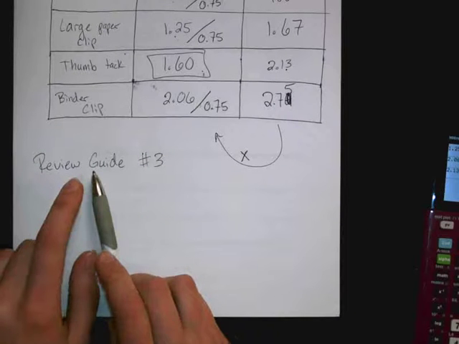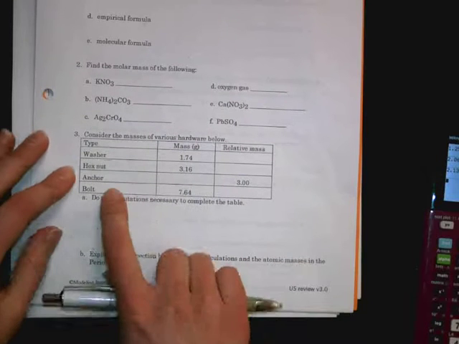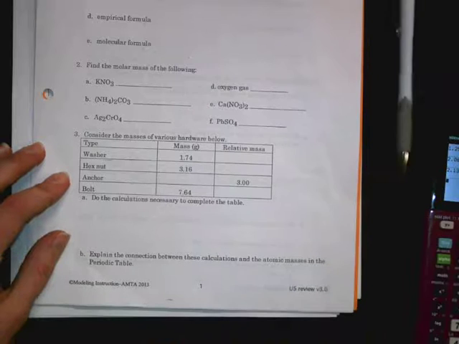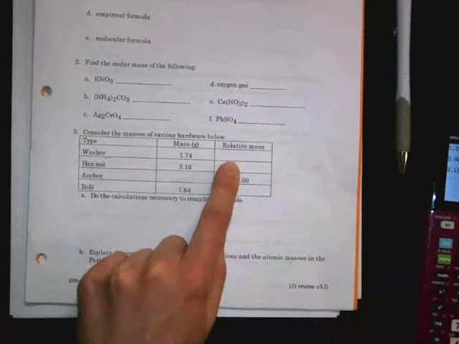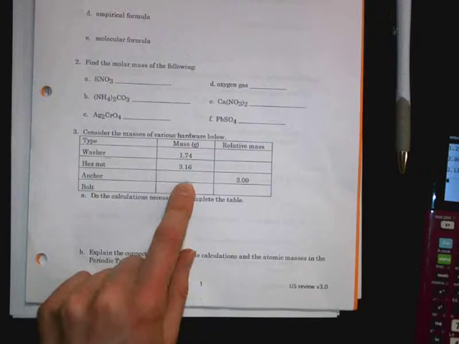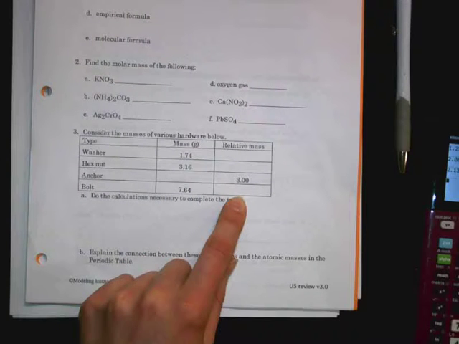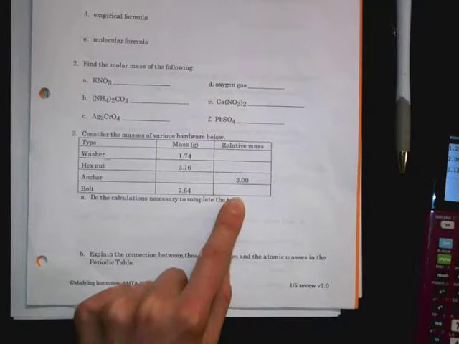Hope that was helpful. Your practice for this is the review guide number 3. So it looks something like this, where it gives you a washer, a hex nut, an anchor, a bolt. Your answer key to this first one here should be 1. This one here should be 1.82. This one here should be 5.22. And then this one here should be 4.39. Go ahead and make sure you can get those answers and you know how to do it.